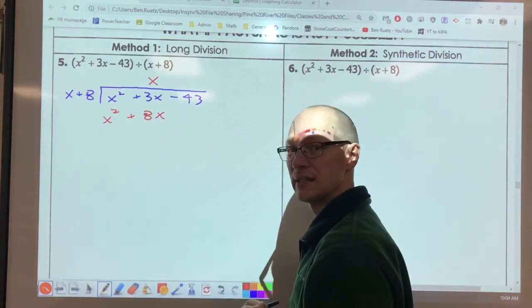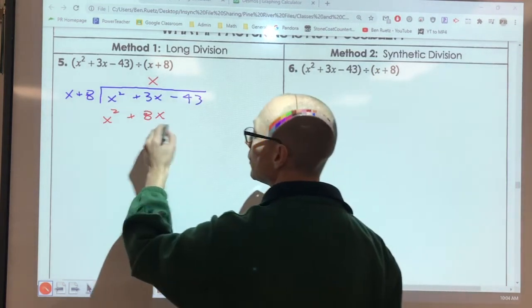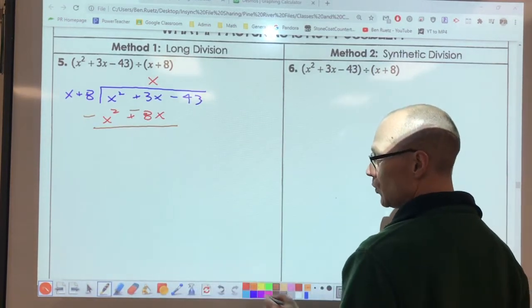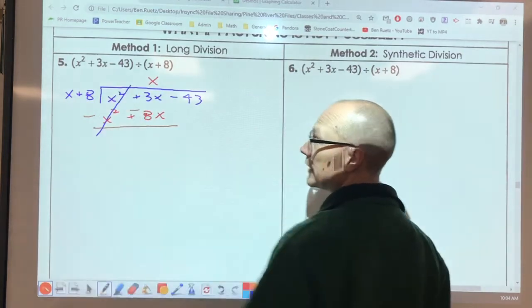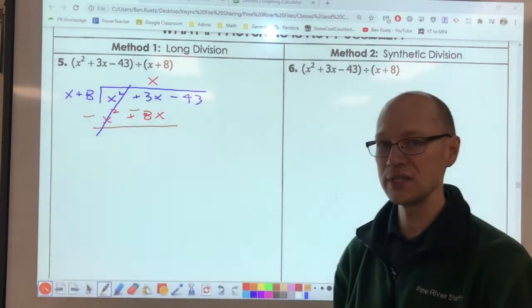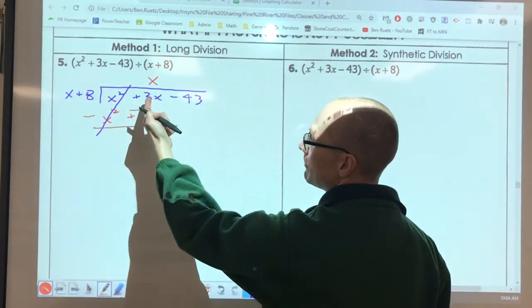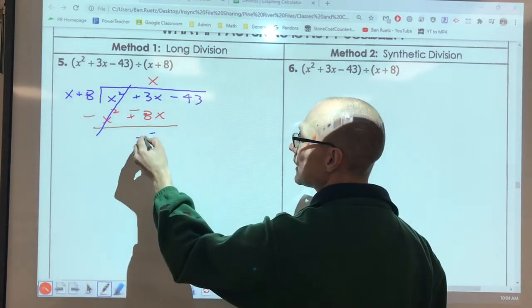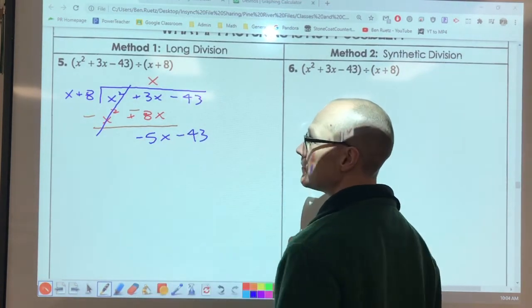And then do you remember what I did in long division? Didn't I subtract these? So I will subtract them both, and what we'll find is that these first things cancel out. They'll always cancel out. If they don't cancel out, you've done something wrong. So those are gone, and now I just have to combine these. A positive 3 and a negative 8 makes a negative 5x, and now I bring down the minus 43. And then I start the process again.